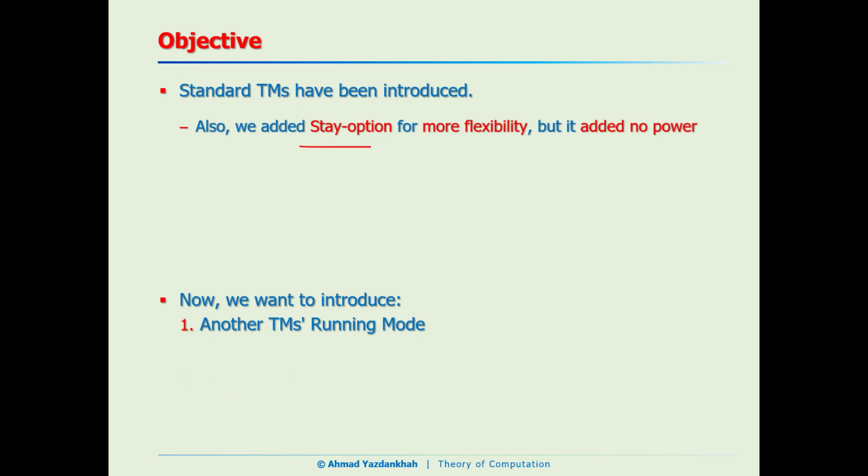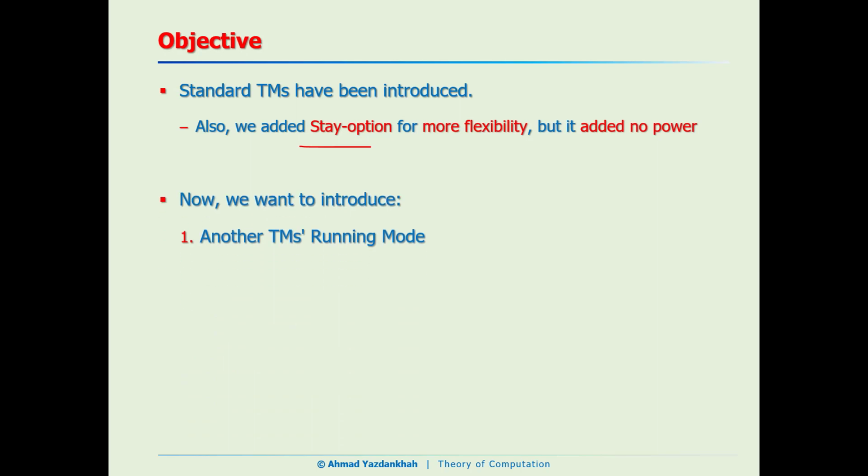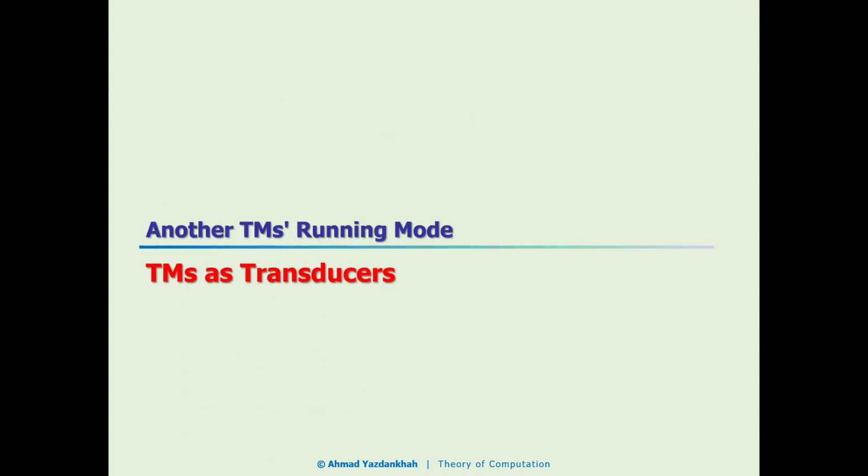Okay. Now we want to introduce another mode for Turing machines to run. And also we will talk about other models of Turing machines. So far, we use Turing machines for accepting or rejecting strings, but Turing machines can be used as transducers. So first, we need to know what a transducer is.